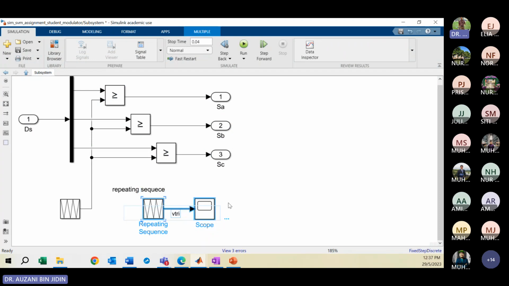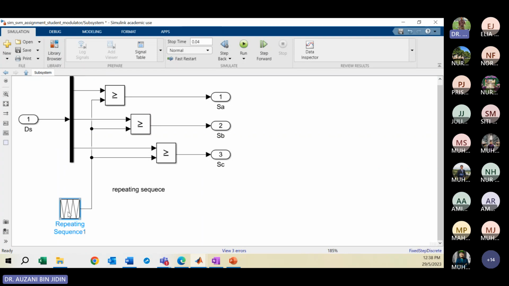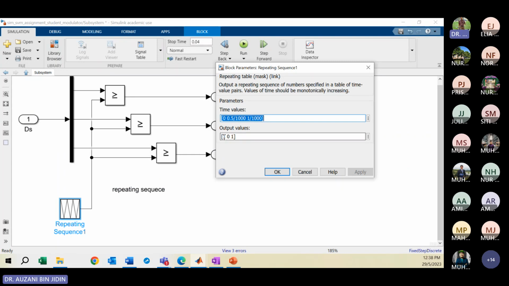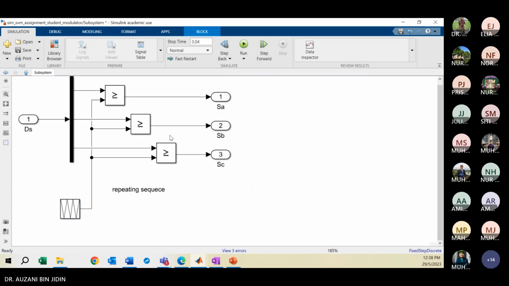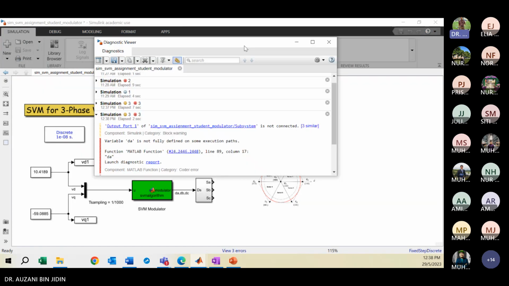Maybe you can copy these two blocks, then create a new file, because maybe the error comes from here. I think for this one you need to completely construct all the model. Here, same, where the output varies from 1 to 0, the time values 0, half of the switching period, and T here. Then you compare, and you will produce the switching state. Try to run the simulation. Is it okay?